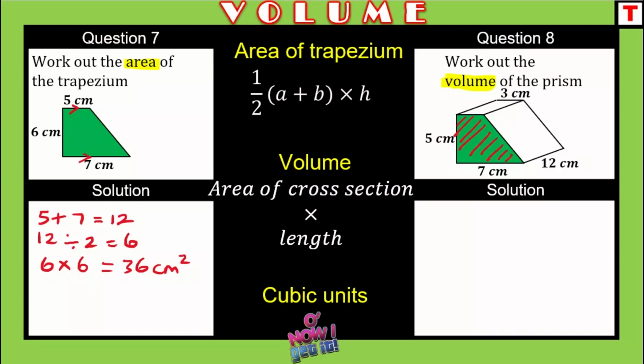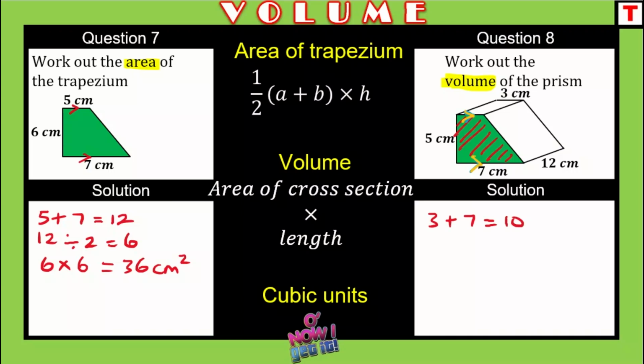So again, we can see the parallel sides. The parallel sides would have been these two sides right here. Let's change that color there. So these sides would have been the parallel sides. So we have the 3 centimeters and the 7 centimeters. So let's add 3 plus 7, which is going to make 10.